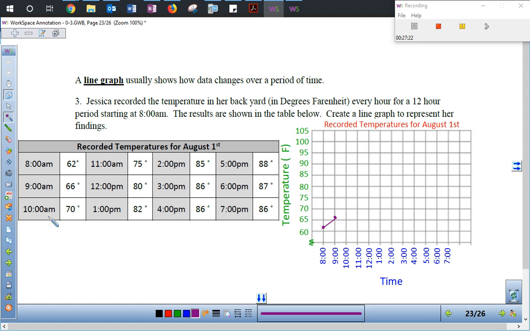At 10 a.m., Jessica said it was 70 degrees. So here is 10 a.m., I'm going to go up to 70 degrees, put a dot. Then I can get my straight edge and connect it to the next one. 11 a.m. they said was 75 degrees. Plot the point, connect it with your straight edge, and go ahead and pause the video and continue to finish this graph. I want you to go all the way through 7 p.m.